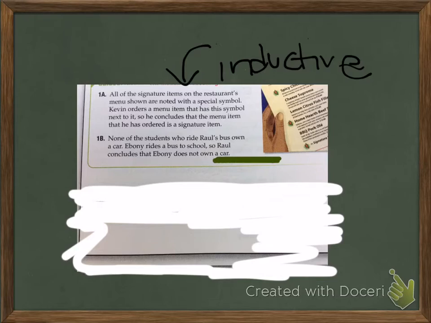Now, 1B, it says, none of the students who ride Raul's bus own a car. It says, Ebony rides a bus to school, so Raul concludes that Ebony does not own a car. Now, it is a fact that none of the students who ride Raul's bus own a car, so if Ebony rides Raul's bus, we would say that this is deductive reasoning.